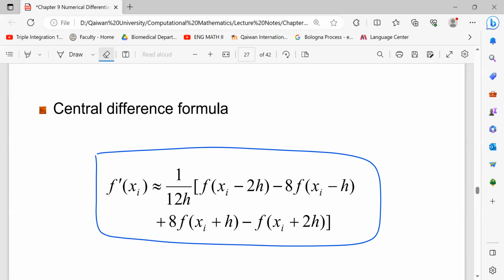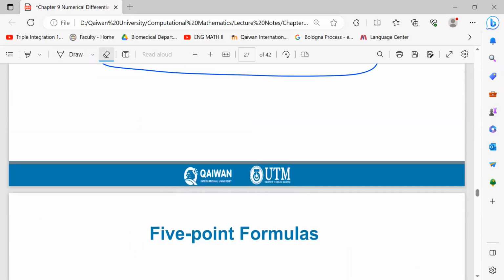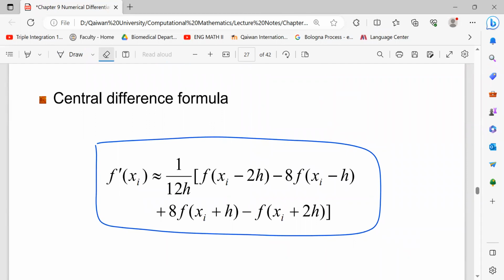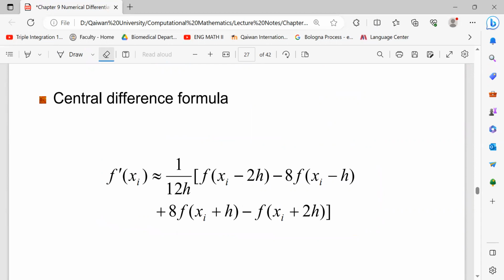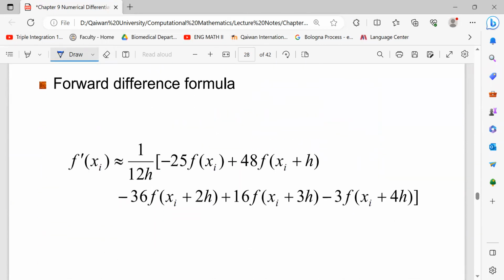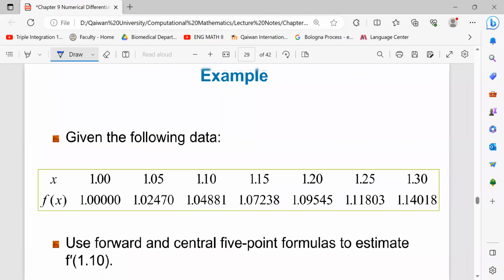Look at this. For five points, as I said, we have two formulas, central and forward. For central, we have this formula. Look, in this formula, we just need xi plus h, xi plus 2h, xi minus h, xi minus 2h. We don't need xi for central, but in forward, we need xi, xi plus h, xi plus 2h, xi plus 3h, and xi plus 4h. We need xi and the four next ones, okay? You just need to collect here. It's easy.